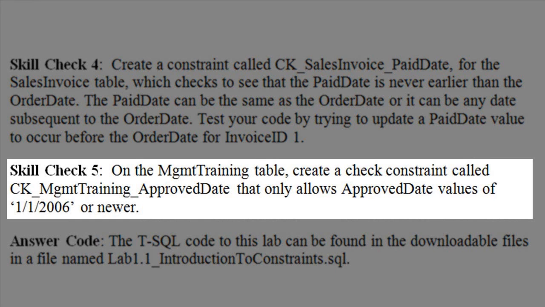Skill Check 5. On the management training table, create a check constraint called CK_management_training_approved_date that only allows approved date values of 1/1/2006 or newer.